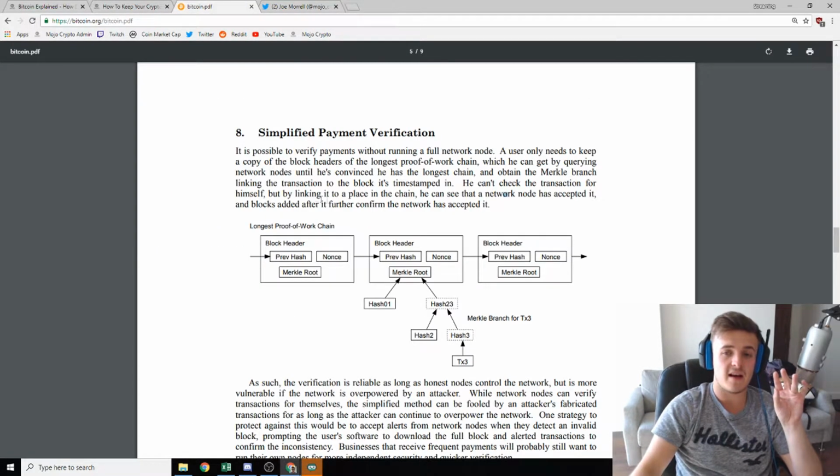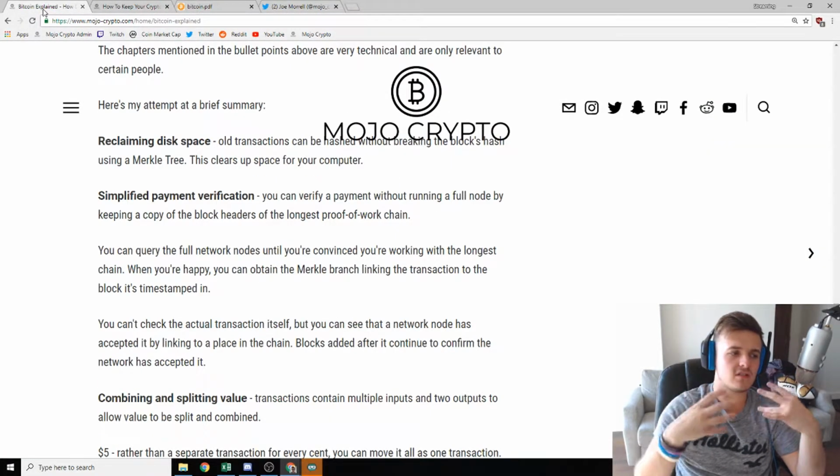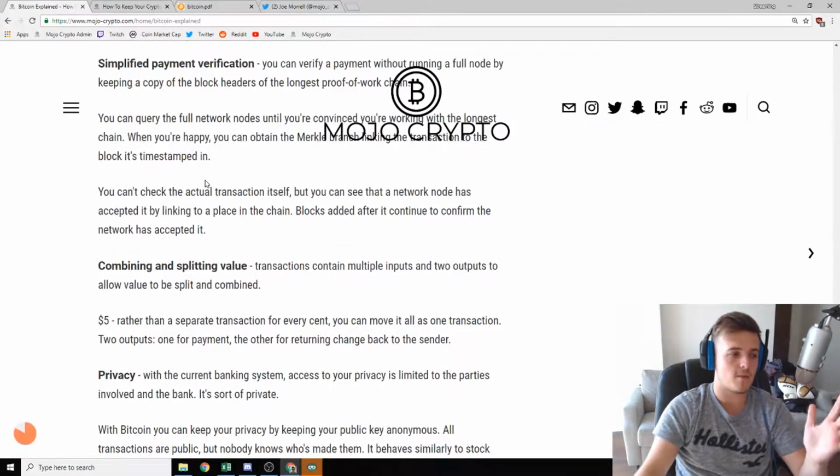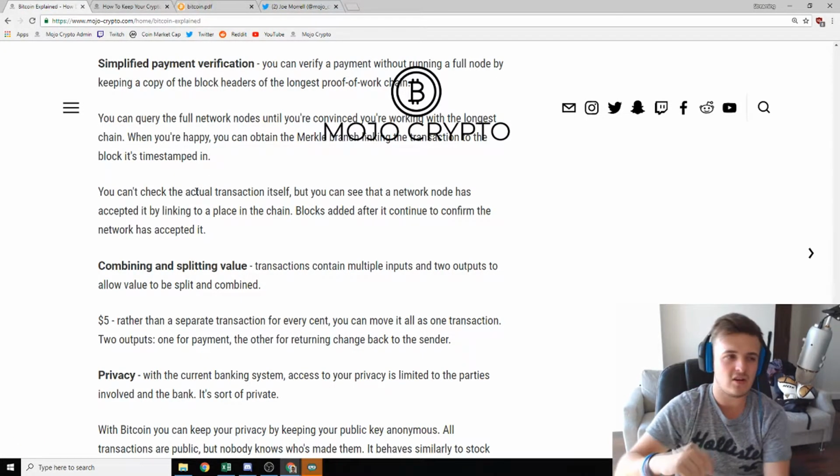Explaining that then, the bit that confused me when I was getting my head around this is he can't check the transaction for himself, but by linking it to a place in the chain, he can see that a network node has accepted it. This was the line that baffled me. But by linking it to a place in the chain, that's just poorly worded. I think what it means is linking to the timestamp in the chain is what I'm assuming it means. That's the only understanding that makes sense to me, but maybe someone else can come about and explain it better. But I'm pretty sure that's at least 90% accurate.